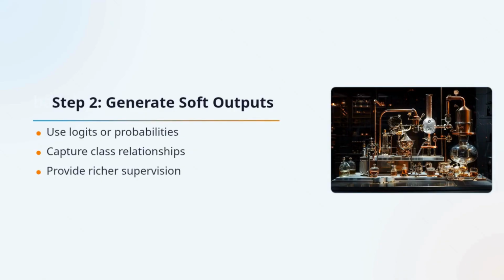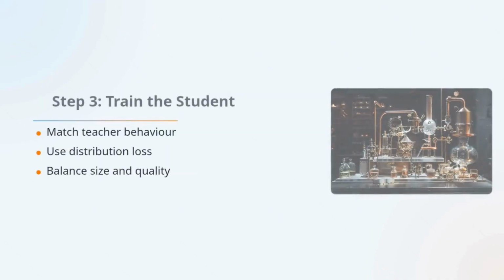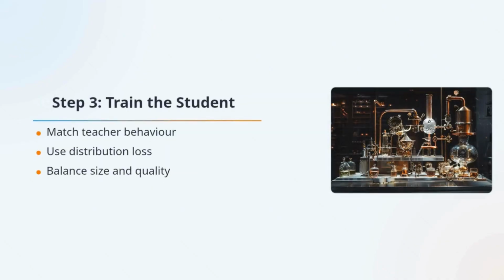For example, the teacher may say one class is most likely, but another class is also somewhat similar. That nuance is valuable for the student. Now, the student model is trained to imitate the teacher's output distribution, not just the final answer. A common approach is to use a loss such as Kullback-Leibler divergence, which measures how different the student's predicted distribution is from the teacher's distribution.